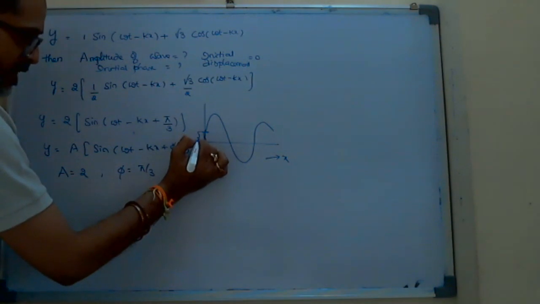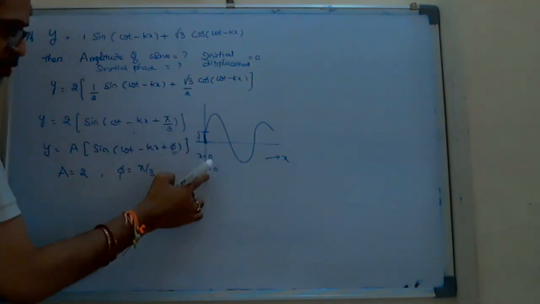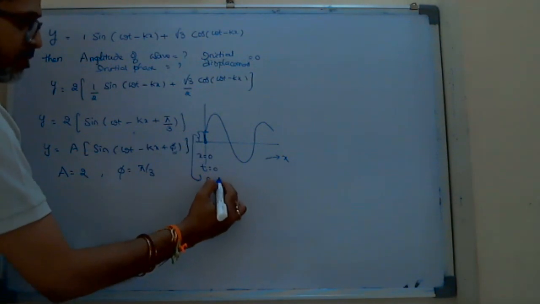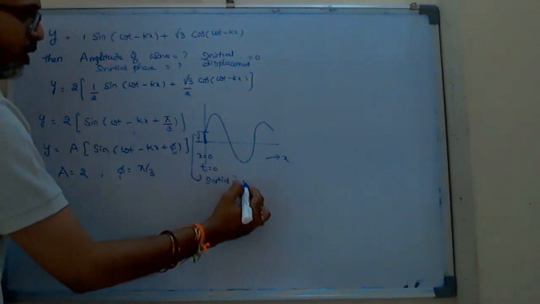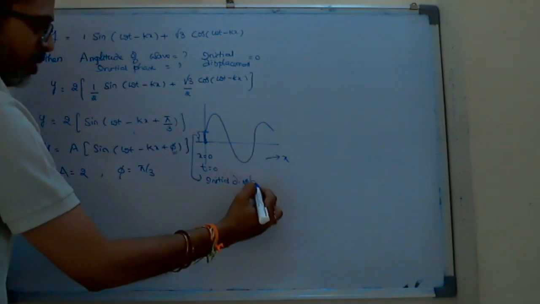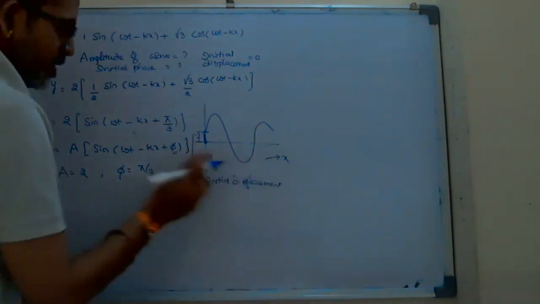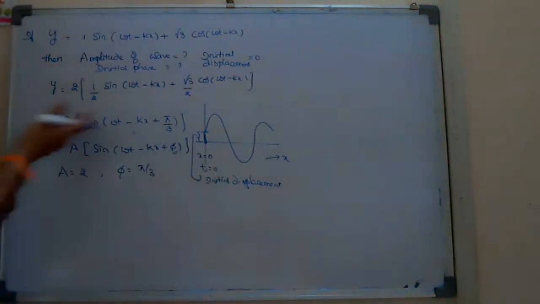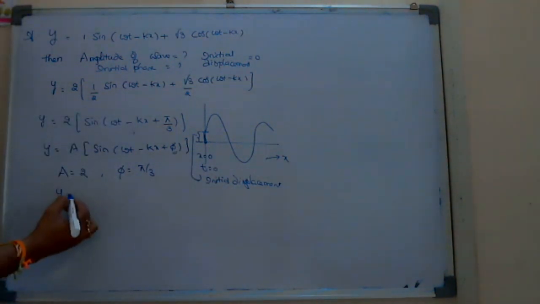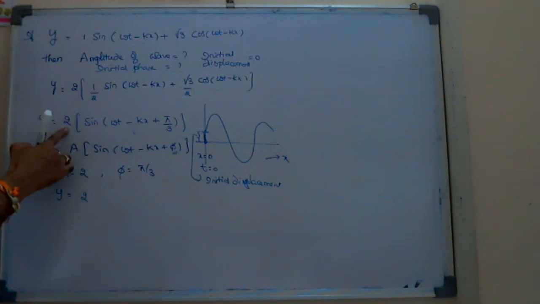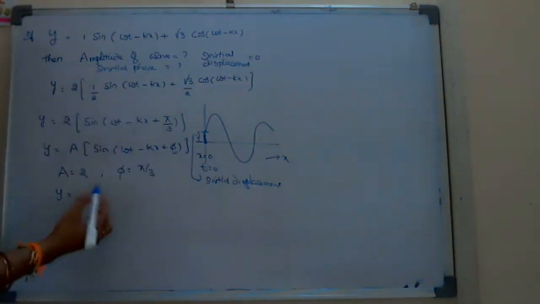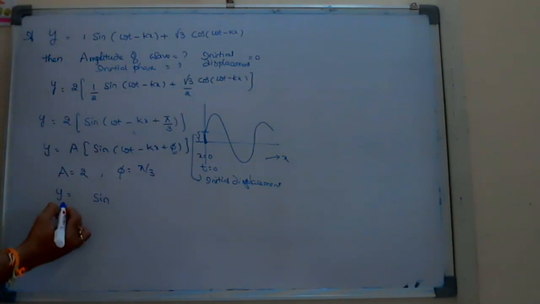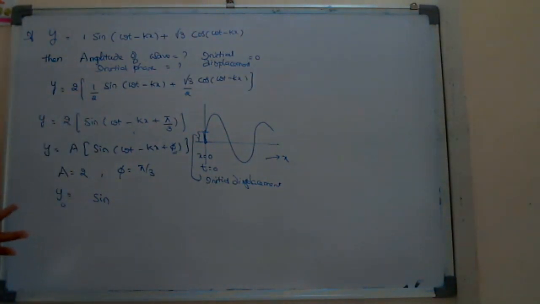Whatever the displacement here at x is equals to 0, t is equals to 0 is called the initial displacement. I think I gave some hint here to you. x is equals to 0, t is equal to 0. If we put, we will get the initial displacement in y is equal to 2 sine pi by 3. The equation wise, you can write root 3. Right, correct.